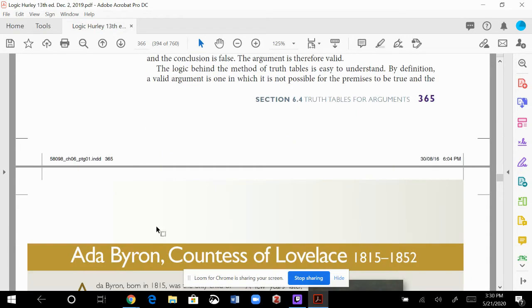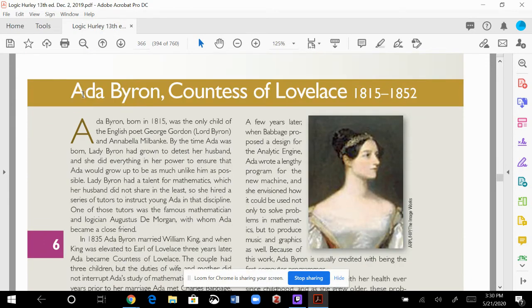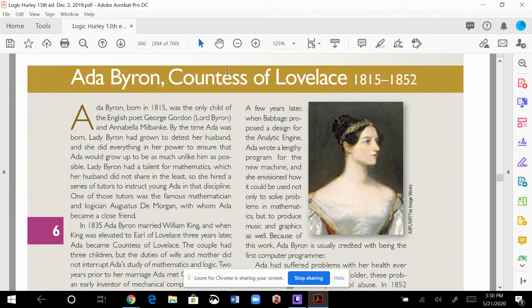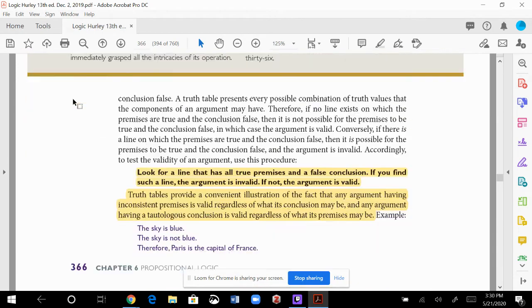So let's go down. You can read about Ada Byron if you want, and the Countess of Lovelace. I mean, whatever's going on there, romance story.